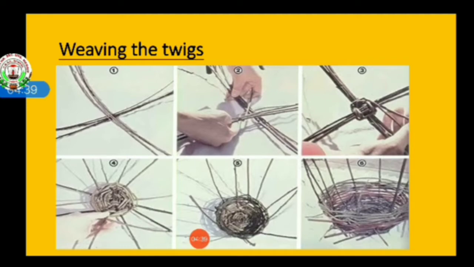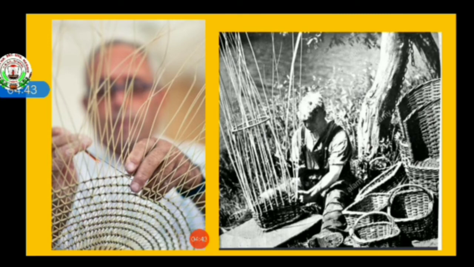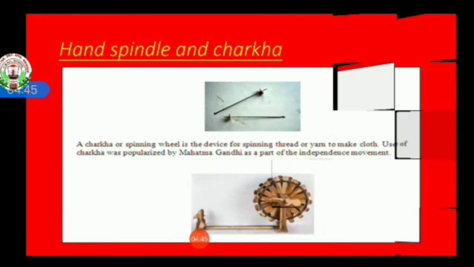As time passed, we started making different kinds of clothes, with the help of the hand spindle, also called takli, and charkha. You all remember Gandhiji was using this one. A charkha or a spinning wheel is a device for spinning thread or yarn to make cloths. Further, we will discuss what is thread or what is spinning yarn.